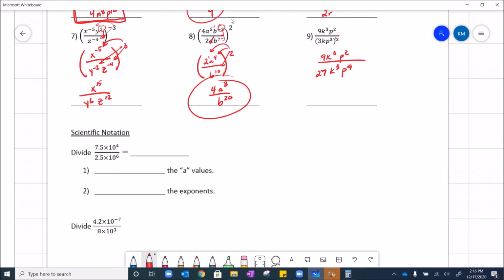And now I go through and I answer the questions. 9 over 27 gives me 1 over 3. K to the 3rd, k to the 3rd, they're the same. It's going to end up being k to the 0 power, which is 1. Okay. With our p's, they're all happy. Where's the most of them? At the bottom. So I'm going to move this 2 to the bottom. It gives me p to the 7th power. Boom, done.